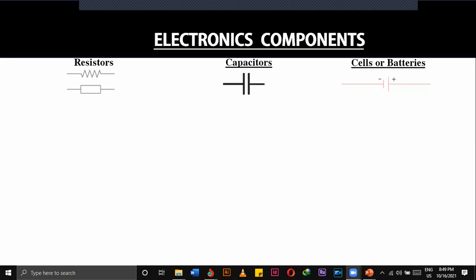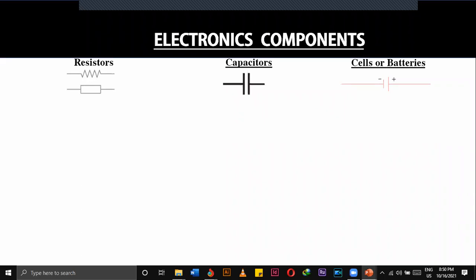That is why I suggest our students buy some electronics components. If you buy those components and practice from your home, then you will become a master in robotics. So let's get back to what the components are.